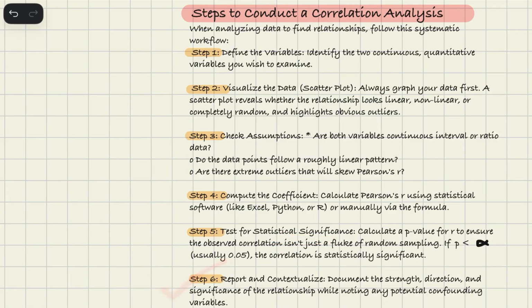And then comes step 6, where we report and contextualize. So finally you write your conclusion documenting the strength, direction, and any potential confounding variable that might be messing with your data or with your variables.